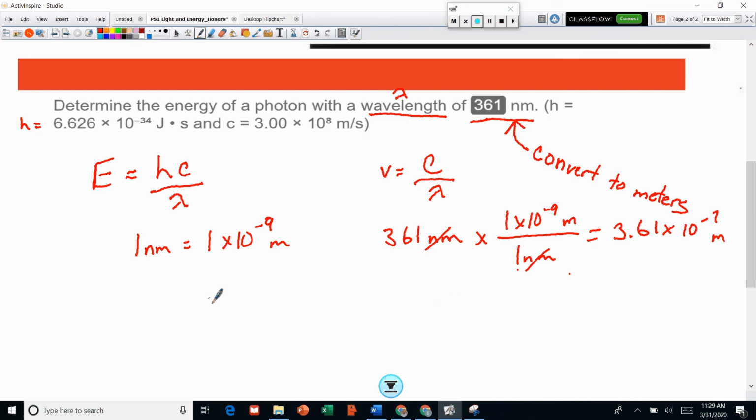So go ahead and set this problem up from what you have in the given. We're solving for energy, and that's going to be equal to Planck's constant, 6.626.